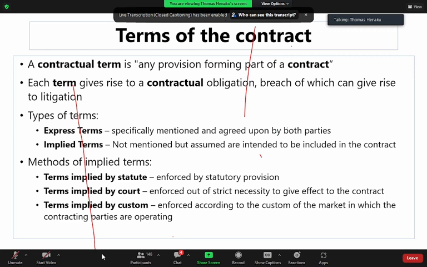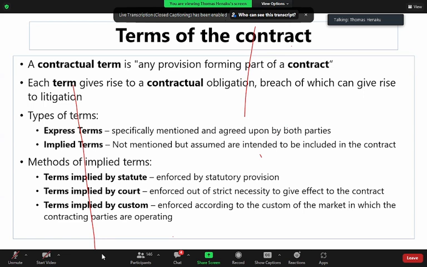So when we talk about a contractual term, we are referring to the provision that actually gives the basis for the contract. So we have what we call terms of contract. What are the types of terms of contract? There are two basic types of contractual terms, the implied terms and the express terms. And I'll go ahead and define them.